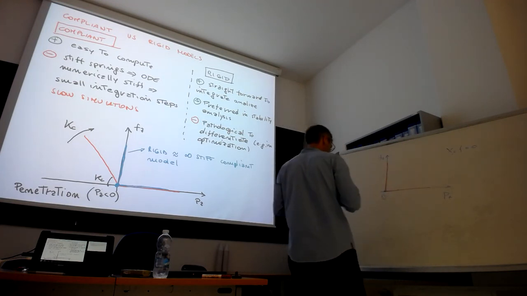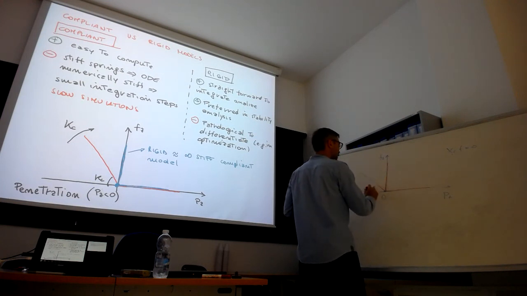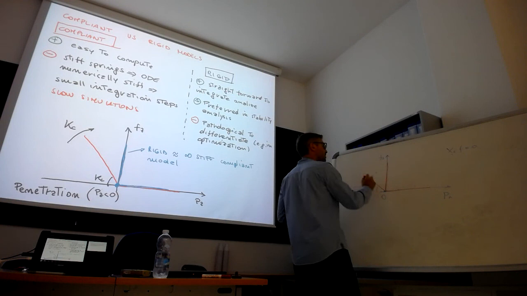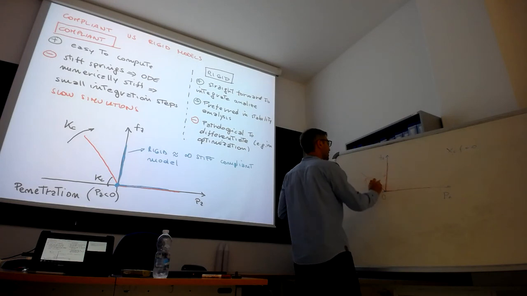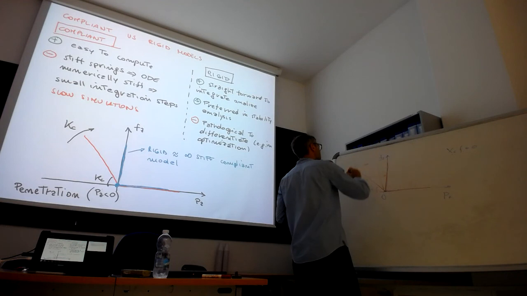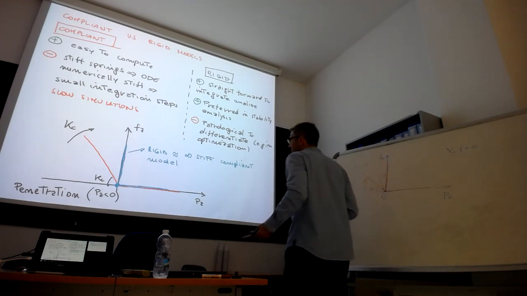Instead, a soft model tells you, for example, if you have a spring, that from penetration times k, you get some force. So you move around this, and if you have a soft spring, you have it like this, and you see that as k increases, the soft model approaches the rigid model.